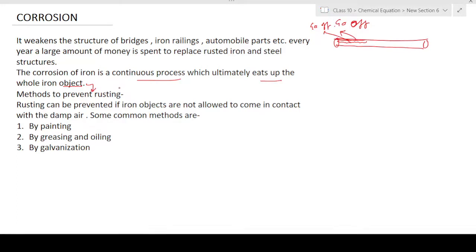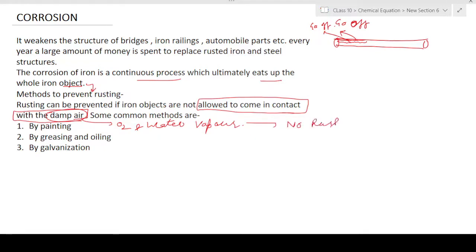Because iron is one of the strongest and hardest metals, and it is used widely in a large number of places. So rusting of iron can be prevented. The basic principle is that the iron surface should not be allowed to come in contact with the damp air. Why? Because damp air means here oxygen and water vapor. So if we do not allow the iron to come in contact with the oxygen and the water vapor, there will be no rusting, right?